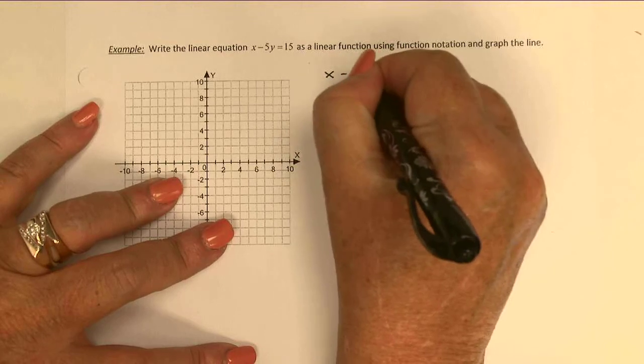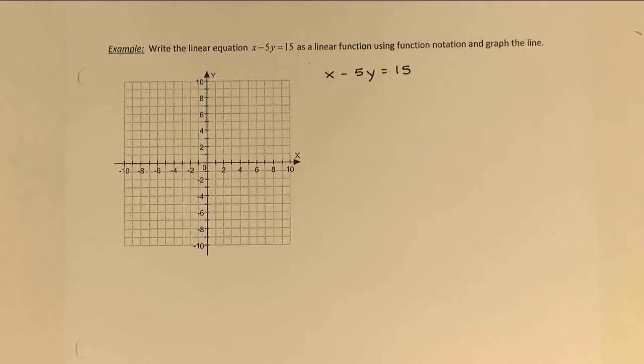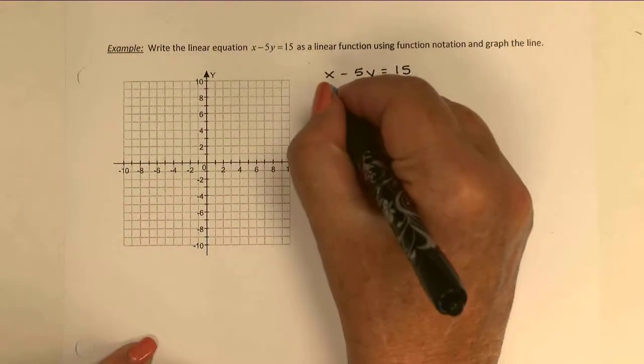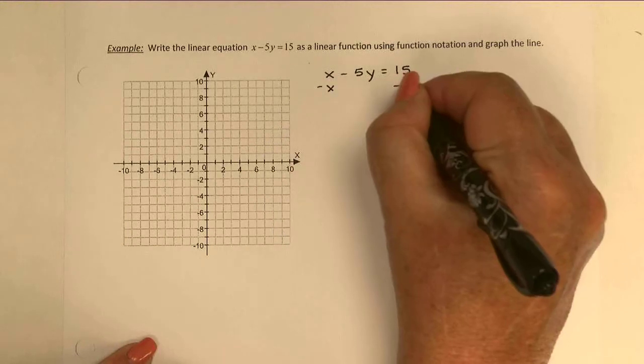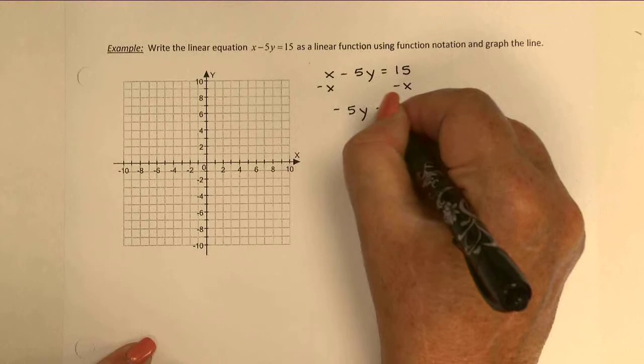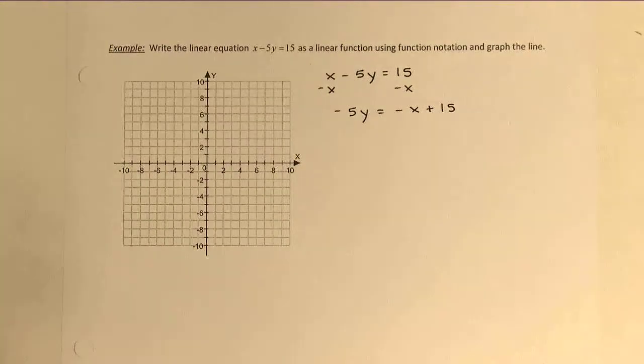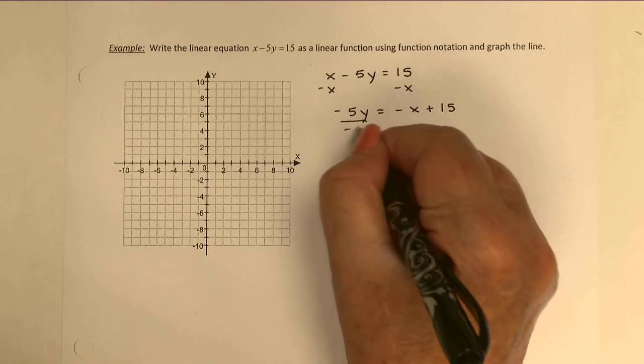So let's go ahead and begin with what we were given. And since our slope-intercept form has y by itself, y equals mx plus b, I'd like to try to solve this equation for y, get y by itself. I'm going to begin by subtracting the x on both sides. So I have negative 5y equals the opposite of x plus 15. And then I have to divide both sides by negative 5.